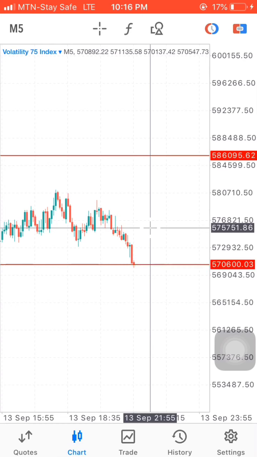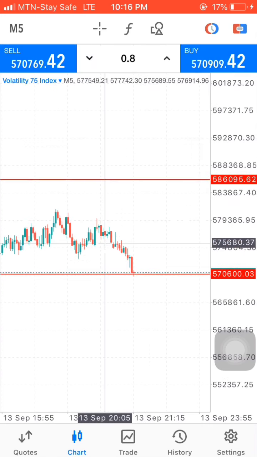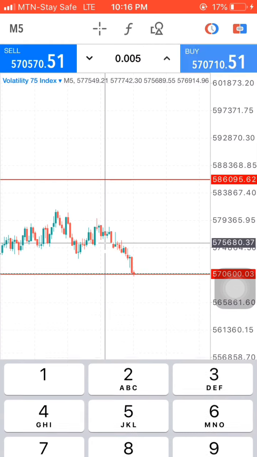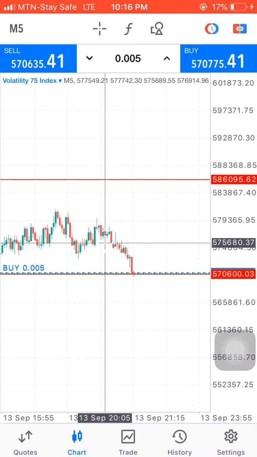So right now, I'm going to just jump on this, being that it has gotten to my support. I'm going to buy this 0.005. Of course, I'm going to buy these two positions now, and you're going to see how it's going to move. This is how price action works. This is standard. You have to follow these rules. These are the things I teach in my mentorship class, how to get into good trades.